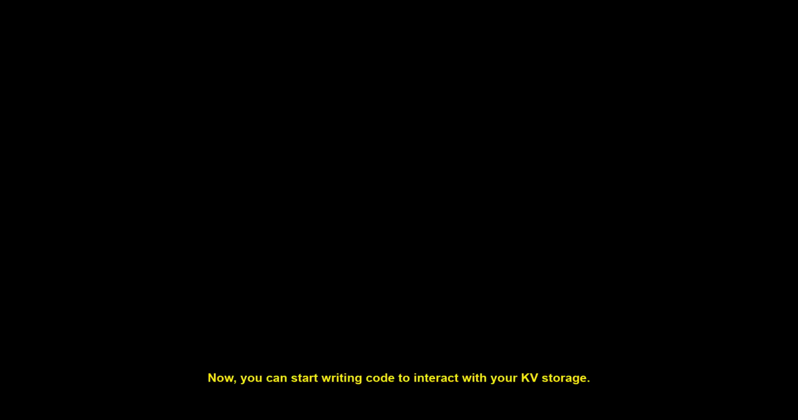Now, you can start writing code to interact with your KV storage. Use the my_KV variable to store, retrieve, or delete data. To store a value, use the put method. For example, await my_KV.put(key, value) will store the value. To retrieve a value, use the get method. For example, const value = await my_KV.get(key) will fetch the value.